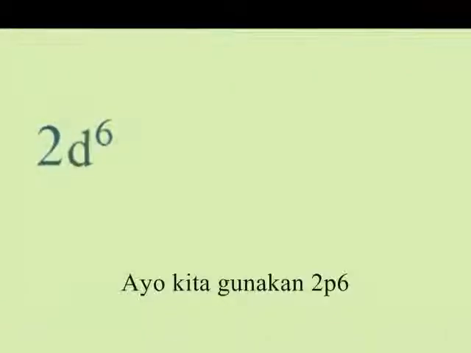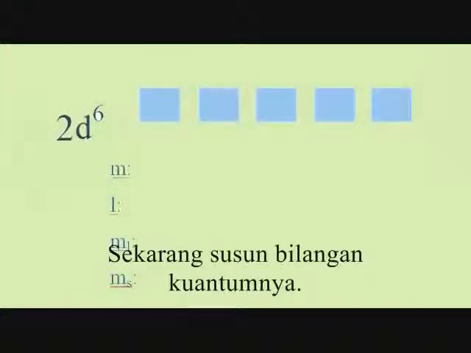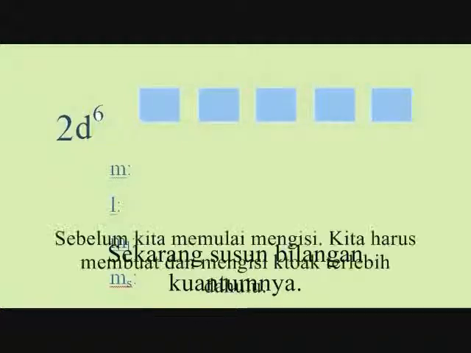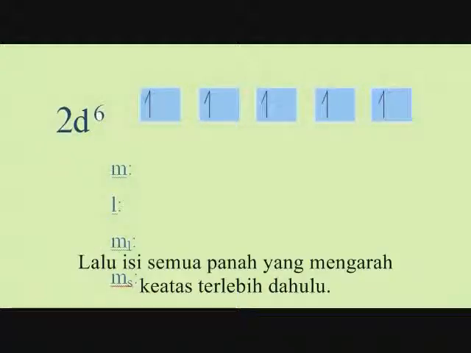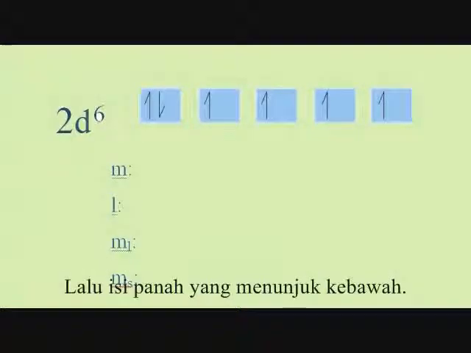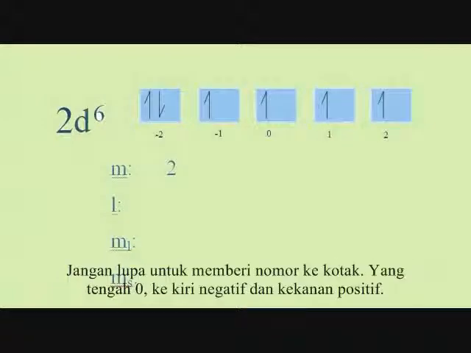Let's take 3d6. Now list down the quantum numbers. Before we begin, we must first make the boxes and fill them up. We know that D occurs 5 times at level 3 and up. So we must make 5 boxes. Then fill in all the electrons as arrows facing up first. Then fill in the rest facing downwards. Don't forget to put in the charge. The middle one is 0, to the left is negative, and to the right is positive.